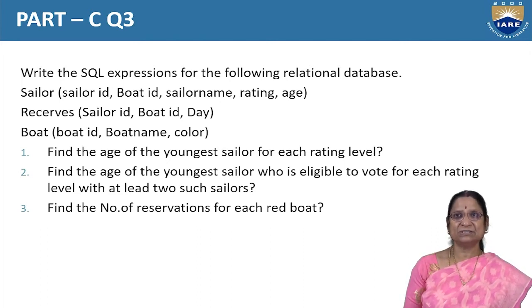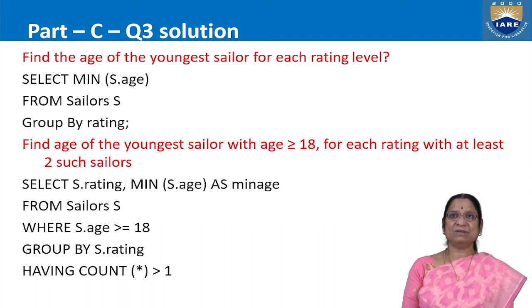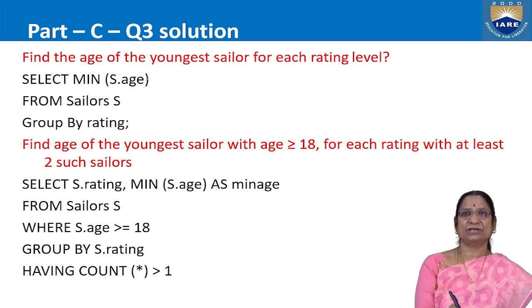Write SQL expressions for the following relational database: Sailors, Reserves, and Boats. There are 4 queries related to that. Find the age of the youngest sailor for each rating level. Youngest sailor means minimum age. So what are we finding? Select minimum S.age from Sailors.